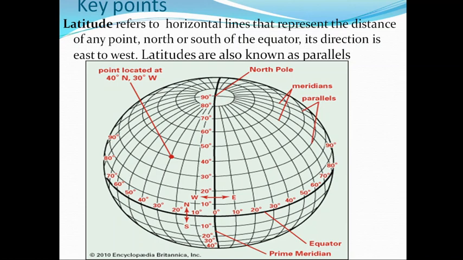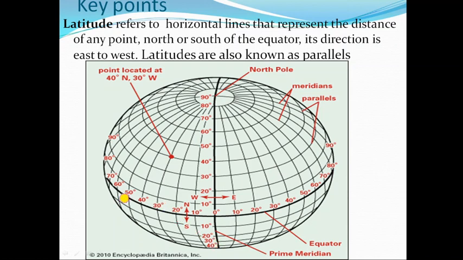First is latitudes. Latitudes are imaginary lines, and these are the horizontal lines that represent the distance of any point north or south of the equator. As you can see here, these are the horizontal lines north or south of the equator. The direction of these lines is from east to west. Latitudes are also known as parallels because these lines are parallel to each other. The distance between these lines remains the same when we move toward the north or south pole.